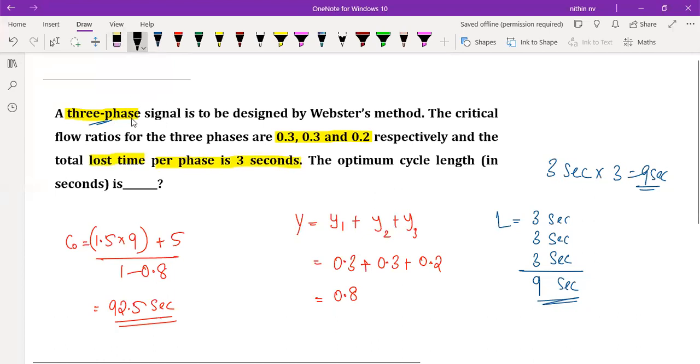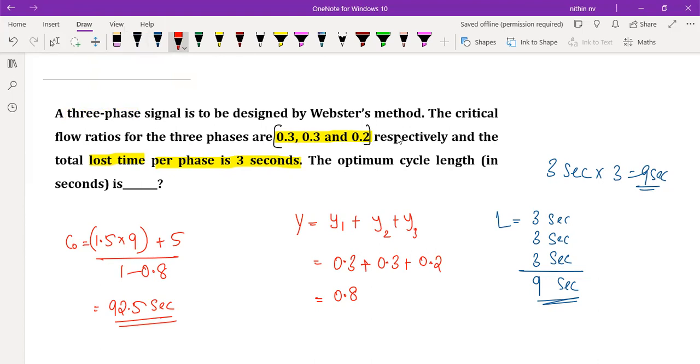Suppose if they are not mentioning this, they are simply telling that a signal is designed like that. They have not mentioned the number of phases. But then also we'll understand that it's going to be 3 phases. How? Look at here. What I told you. How many ratios we are going to have? Whatever be the number of phases, that many small y values we are going to get. So in the question, if they are mentioning that there are 3 critical flow ratios, which means there will be 3 phases also. And if they are giving only two critical ratios, which means it will be a 2-phase signal.